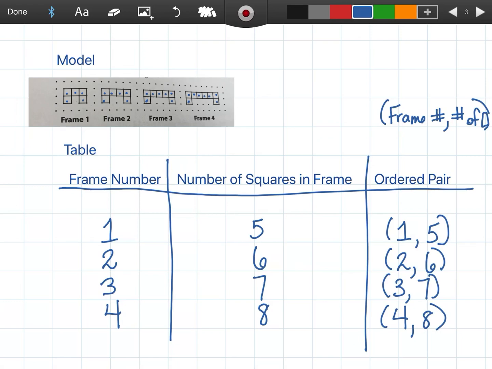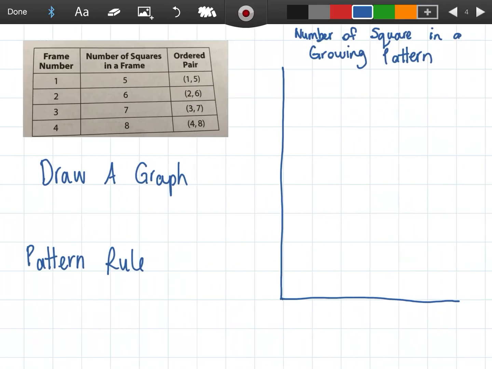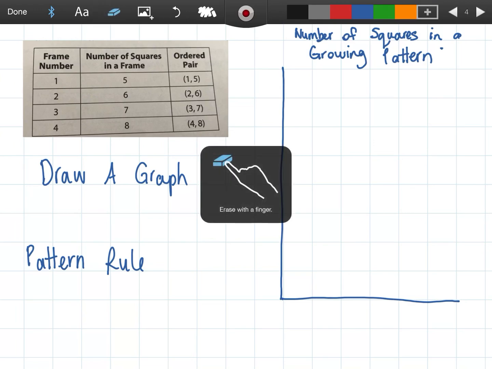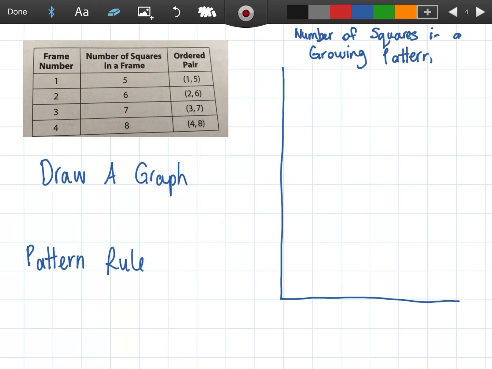The model is the drawing. A table is organizing what we can see in the drawing in numerical form for us to look at. Okay, and then we can go into drawing a graph. Here's that table that we used in the first one, coming over to this one. Here we're looking at number of squares in a growing pattern. Across the bottom we're going to put frame number.